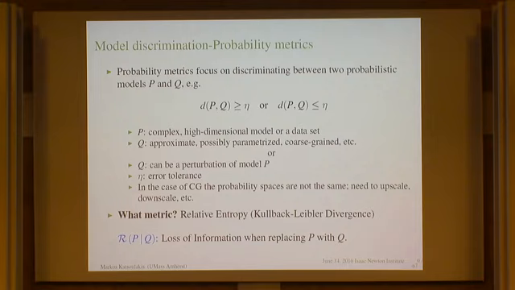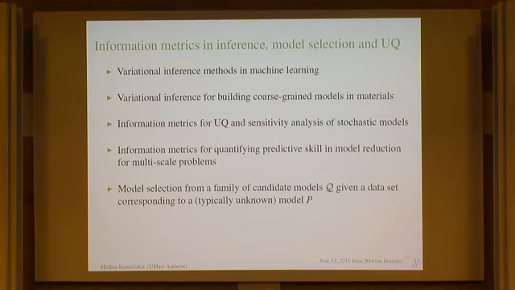This object, which we'll see in a second, measures the loss of information when you replace P with Q. There are a lot of people who say that. There are people who do variational inference in machine learning, which is a gigantic community. People who do the same in coarse-grained models for materials. People who do sensitivity analysis, which you'll see in much more detail today. People who do predictive skill and various model reduction problems, like in atmospheric and social science problems.